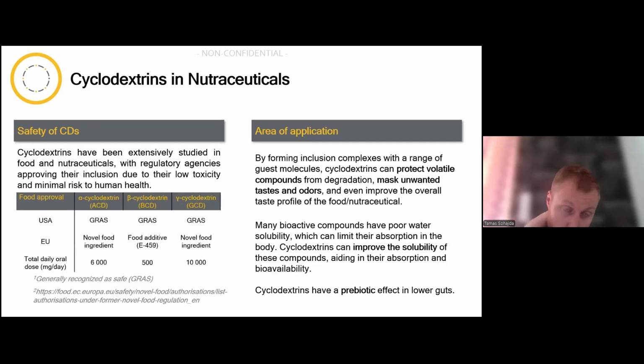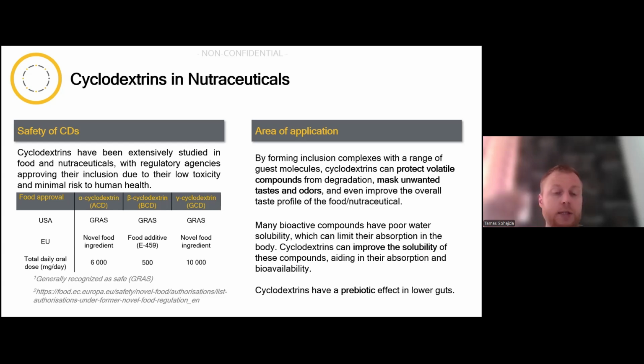We should also mention for a slide that cyclodextrins can also be used in nutraceuticals, and of course, that usually means oral administration. Here, the pool of derivatives is a bit different because only the unmodified, the native cyclodextrins, alpha, beta, and gamma can be used in nutraceuticals. They're all on the GRAS list. Alpha and gamma are novel foods in Europe, and beta is a food additive.